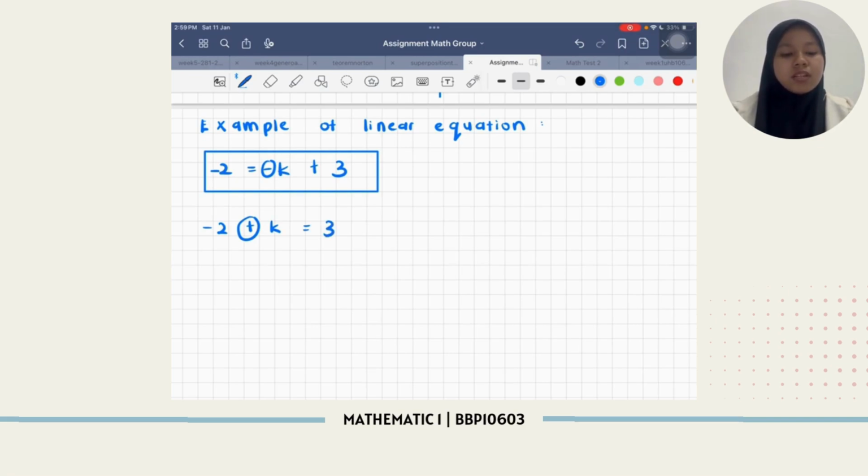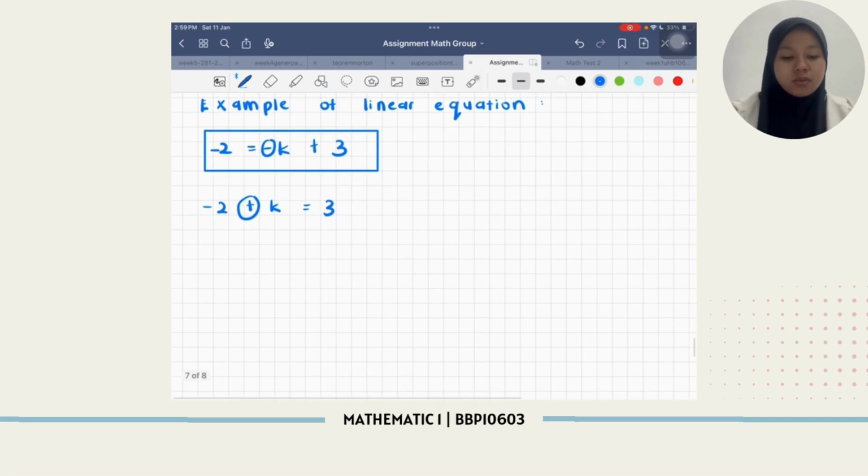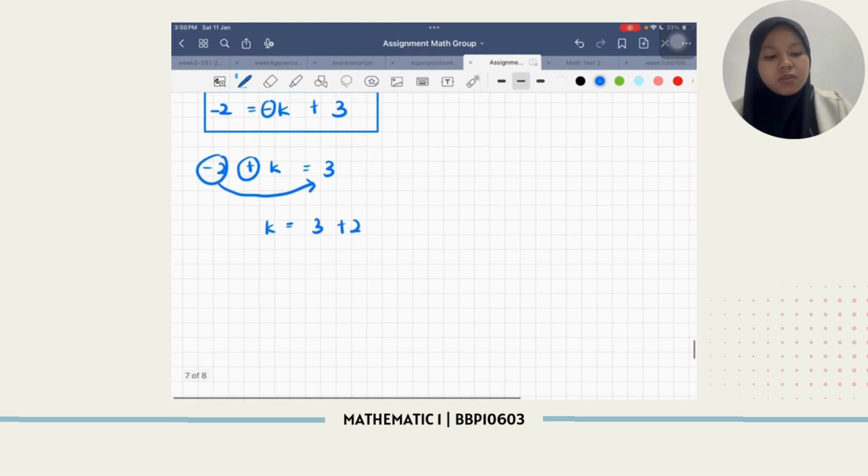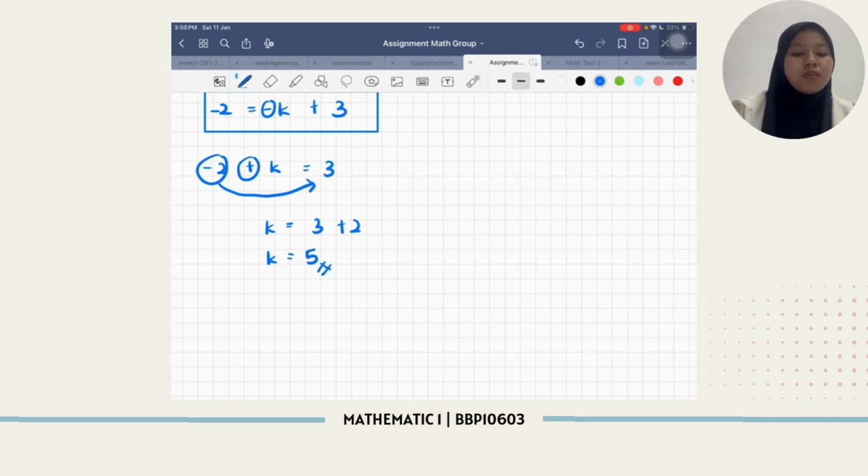And then we just want the letter k. So we need to bring the negative 2 to the other side. When the negative 2 goes to the other side, the sign will change to positive. So k equals 3 plus 2. And then we can solve the question. So k equals 5. So this is the answer.